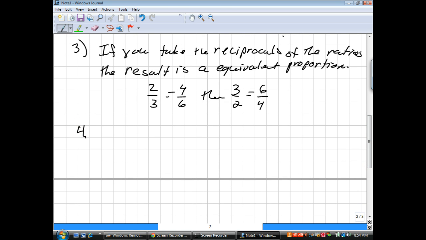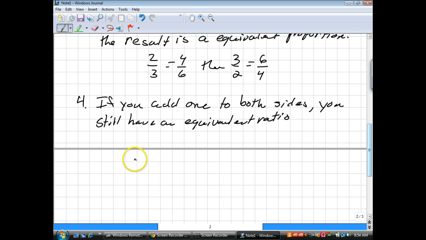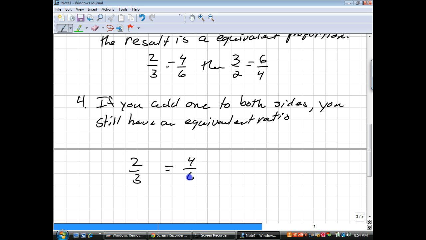Okay, number 4, if you add 1 to both sides, you still have an equivalent ratio. Okay, so in other words, if I have 2 over 3 equals 4 over 6, and I add 3 over 3, and I add 6 over 6, that's going to give me 5 over 3 equals 10 over 6. And if I do means and extremes, I get 5 times 6 equals 3 times 10, which is 30 equals 30. So it still is a true proportion.